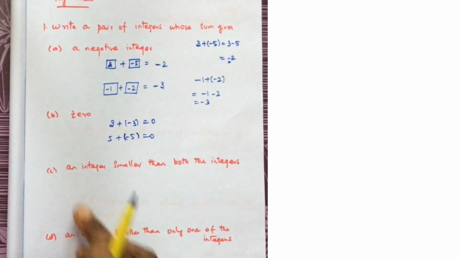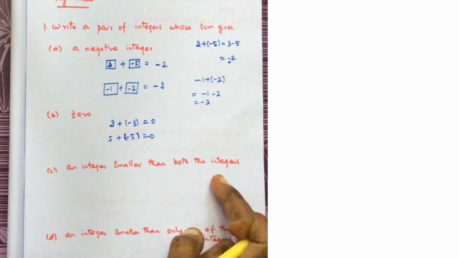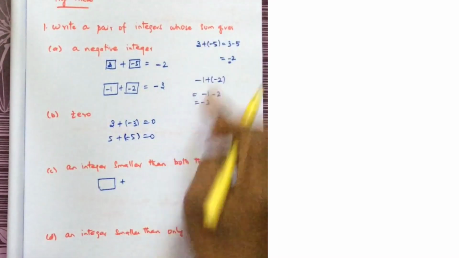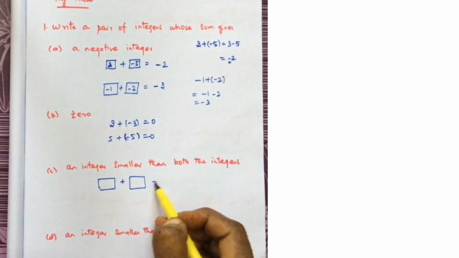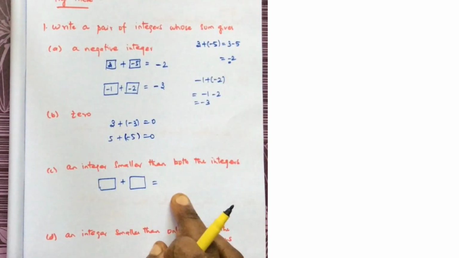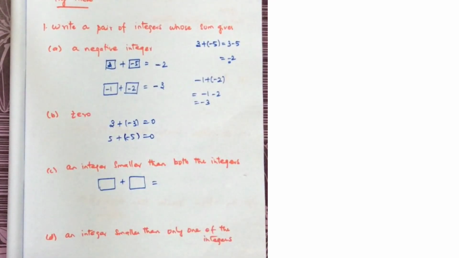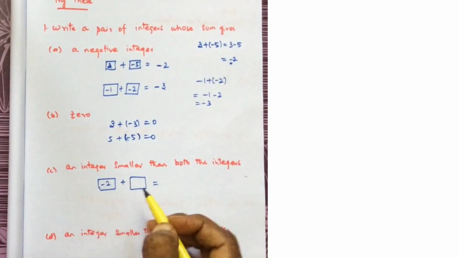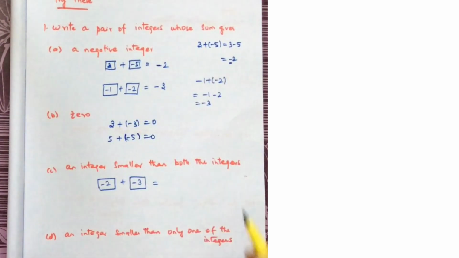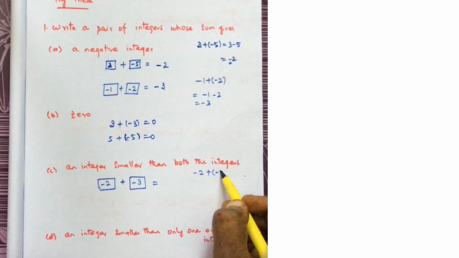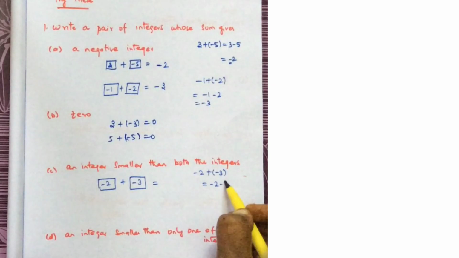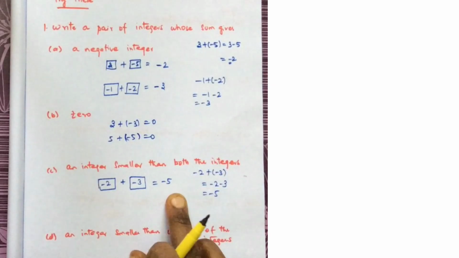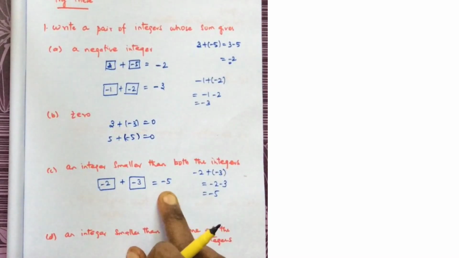Next is an integer smaller than both the integers. So we have to give an integer. The main thing here is the sum. The result should be smaller than both of these integers. One example is minus 2 and minus 3. What is the result? Minus 2 plus of minus 3, that is equal to minus 2 minus 3, that is equal to minus 5. So minus 5 is less than minus 2, minus 5 is less than minus 3.